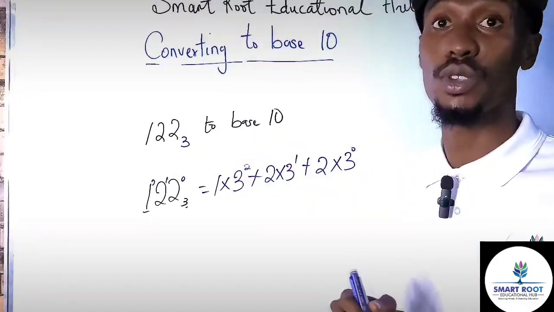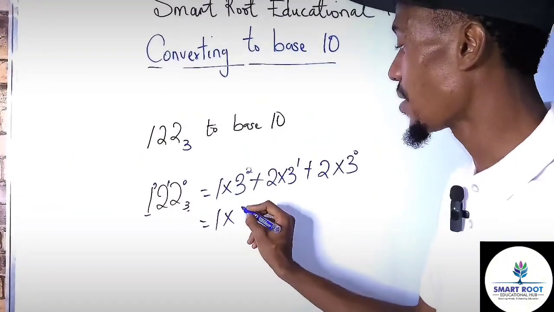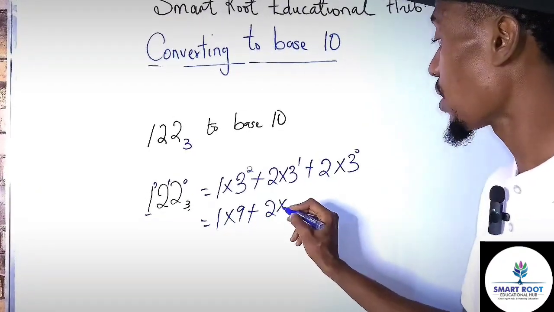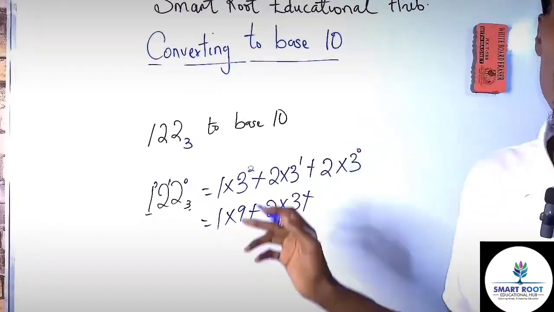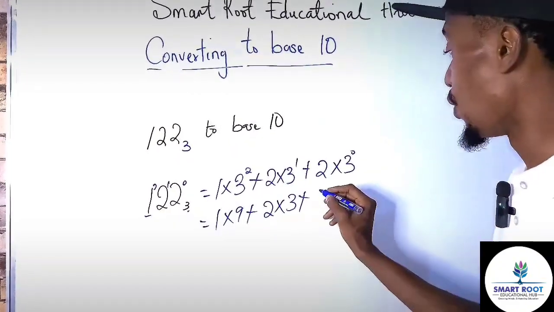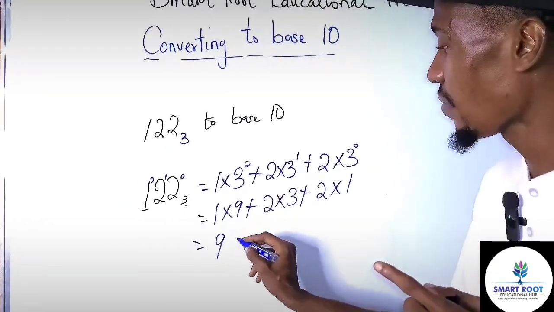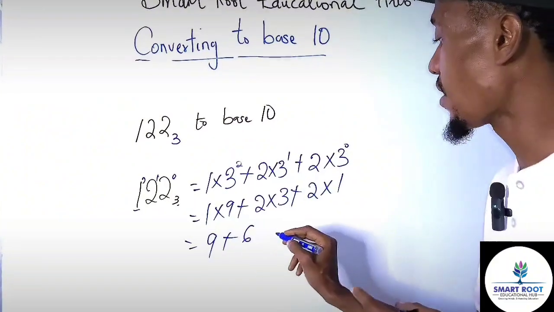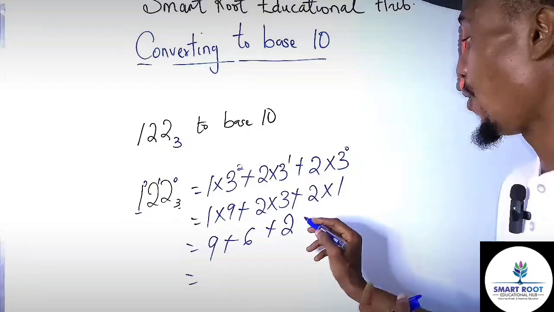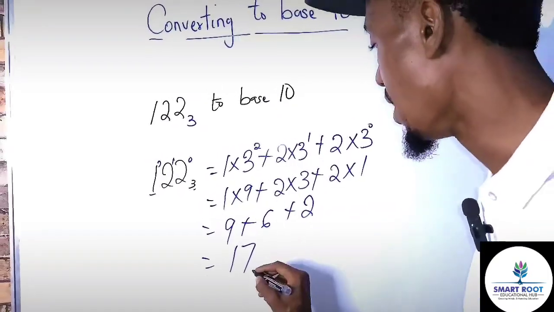So 3 raised to power 2 is what? 9. That is 3 times 3. So this becomes 1 times 9 plus 3 raised to power 1 is 3. So this becomes 2 times 3 plus 3 raised to power 0 is 1. Remember I told you about that rule in our laws of indices. So this becomes 2 times 1. Now let's see. 1 times 9 is 9, plus 2 times 3 is 6, plus 2 times 1 is 2. So 9 plus 6 is 15. 15 plus 2 is 17. So our answer is 17 in base 10.